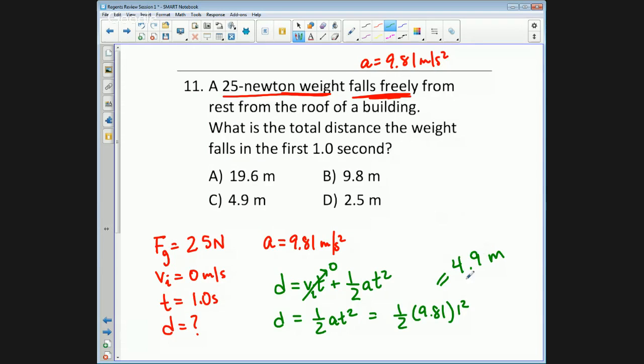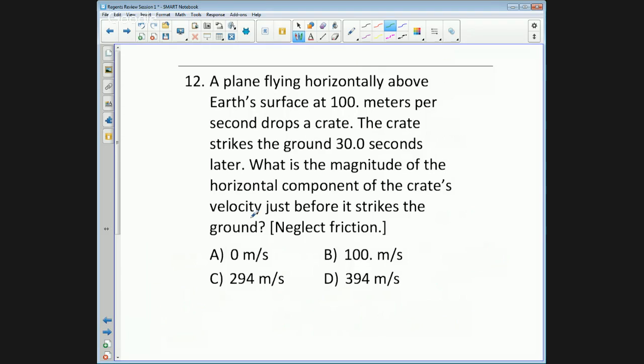Okay, so the answer is C, 4.9. Moving on, number 12 says a plane flying horizontally above Earth's surface at 100 meters per second.